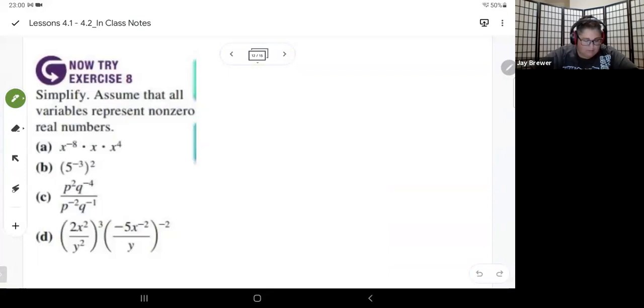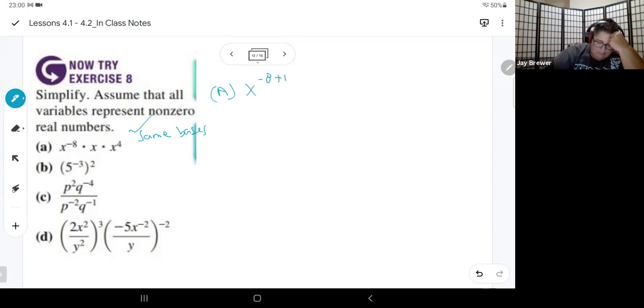Okay. So let's do some mixing. We don't know what we'll get. So A has all the same bases. Same bases. Check. So that's going to be x to the negative 8th plus 1 plus 4. Well, that gives us x to the negative 3, which we have to do as x to the third on the bottom.